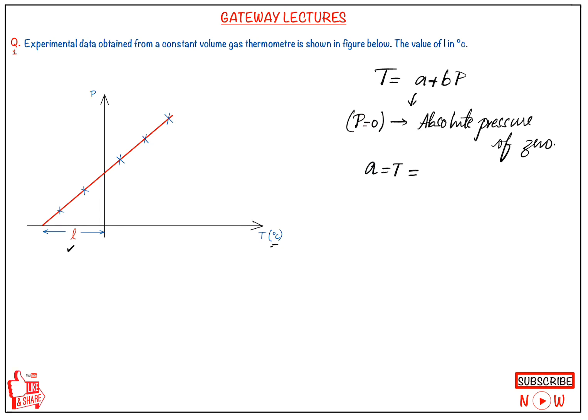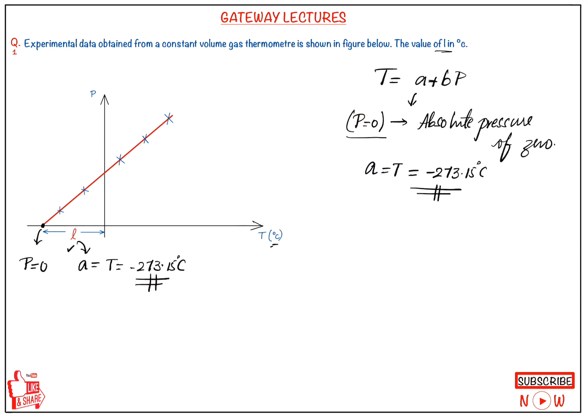So if we can attain absolute zero pressure, then the temperature value will be equal to the constant A, and that constant A value will be minus 273.15 degrees centigrade. Whenever this line meets this point, the pressure here is 0, and the temperature here will be equal to A. So this value will be equal to A, which is minus 273.15 degrees centigrade. So our answer is finished.